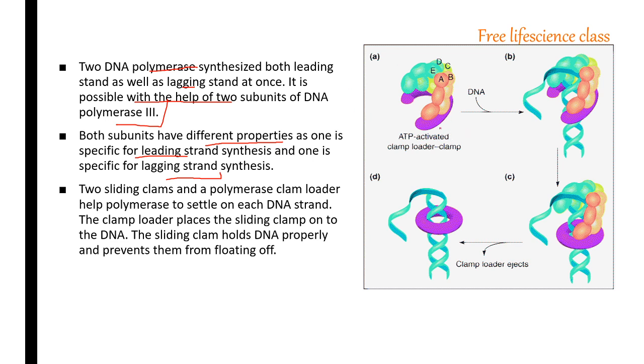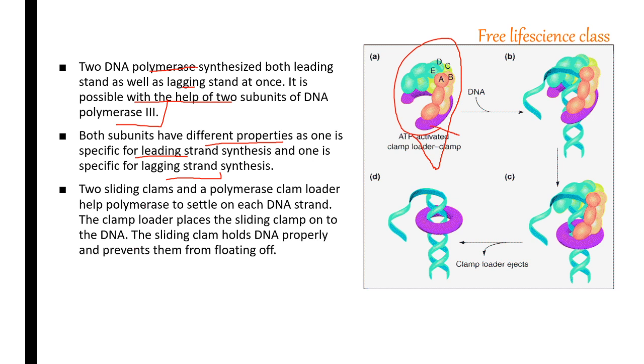Clamp loader is a protein which helps to load this beta clamp, you can see this in purple color, to the DNA. The function of this beta clamp is that it will firmly attach to the DNA polymerase and DNA, so that the DNA polymerase will not dissociate from the DNA until the replication ends. Okay, this is the function of sliding clamp. In prokaryote, we call it beta clamp.